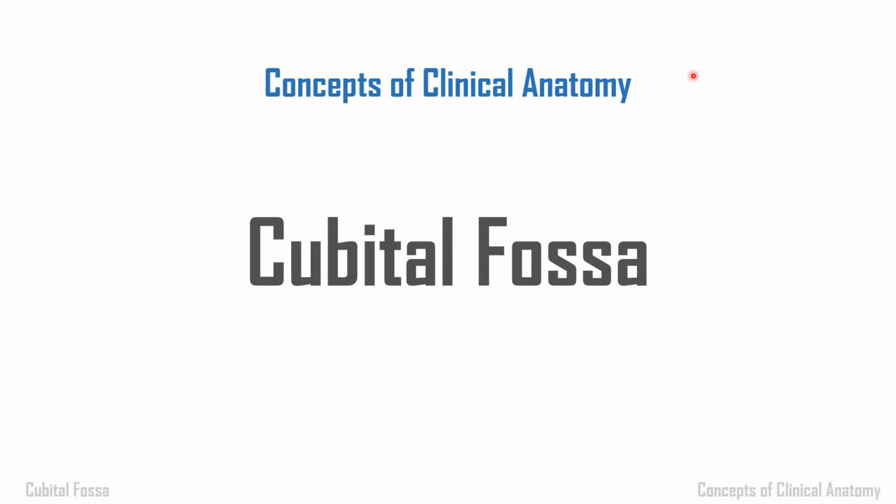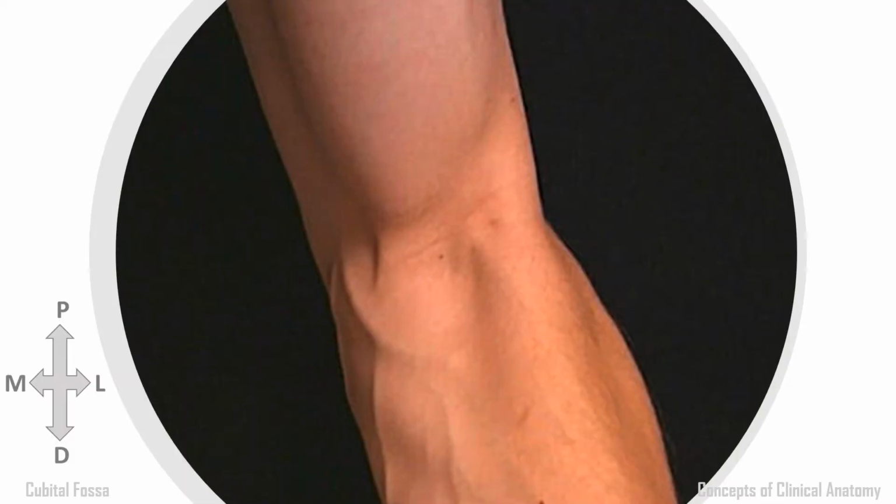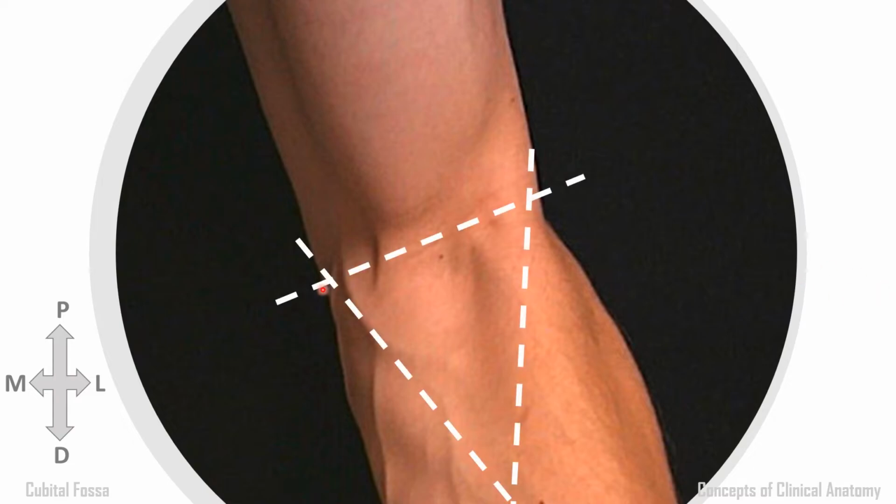Hi everyone. In this video, we will see the anatomy of cubital fossa. Cubital fossa is a triangular depression which is present in the proximal part of front of forearm, otherwise just anterior to the elbow joint. Okay, so this is a triangular depression.